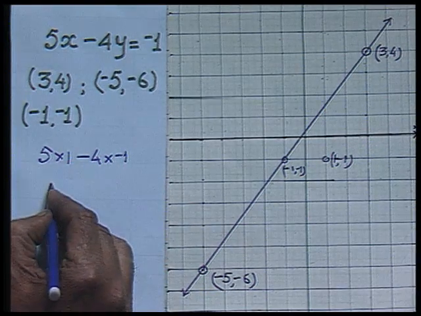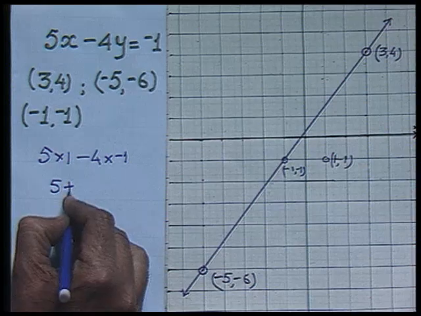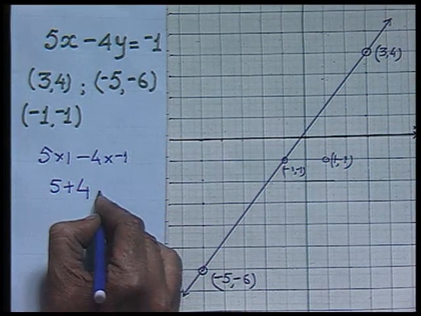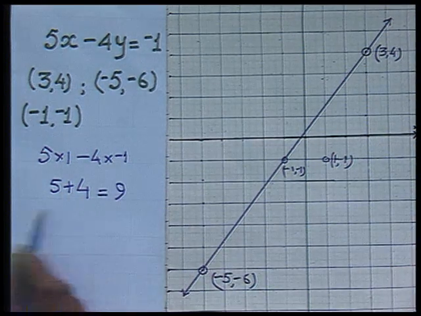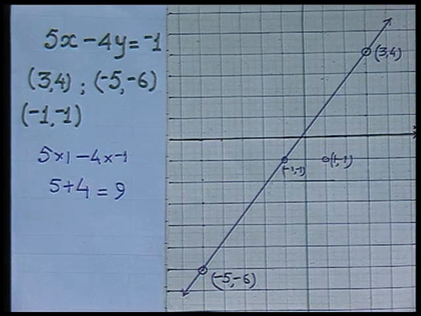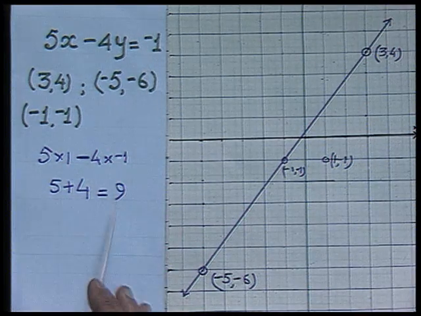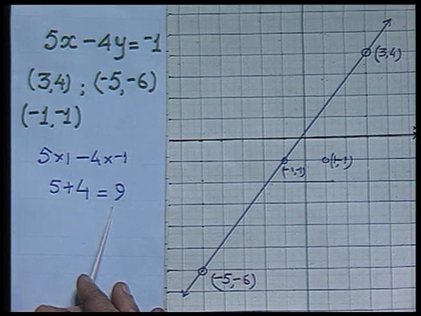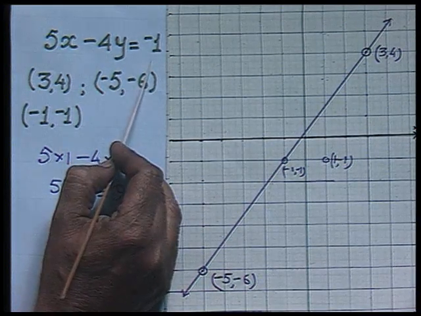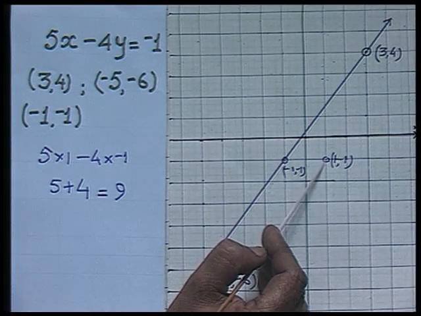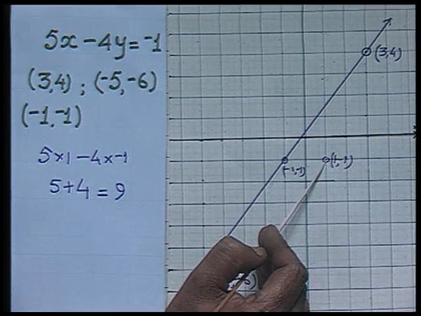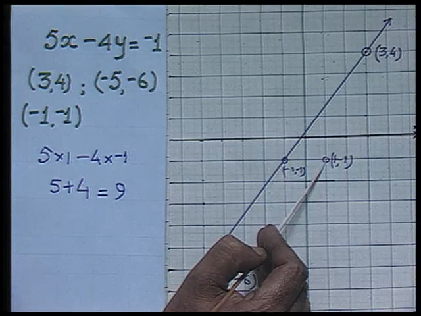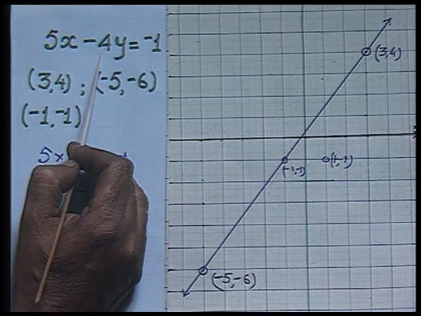So that makes it 5 plus 4, and that is equal to 9. But what is the right hand side of my equation? That is -1. But the solution of the left hand side is coming as 9. So naturally 9 is not equal to -1. So what do we find? That the point which is not on the line is not the solution of the given equation.